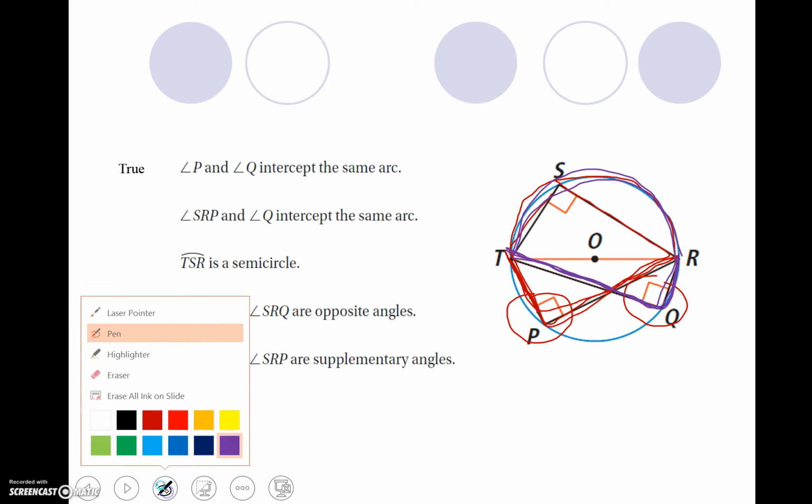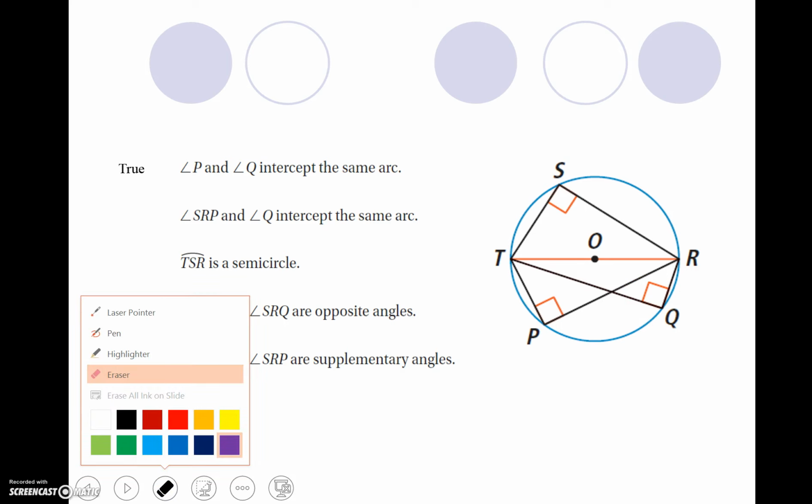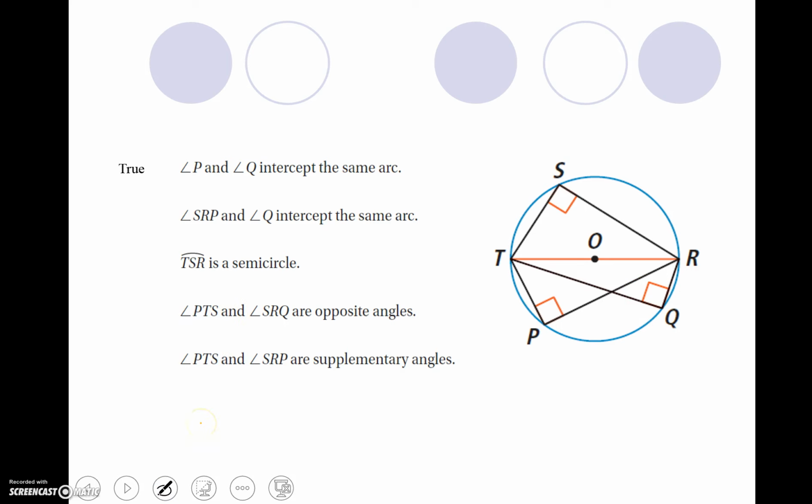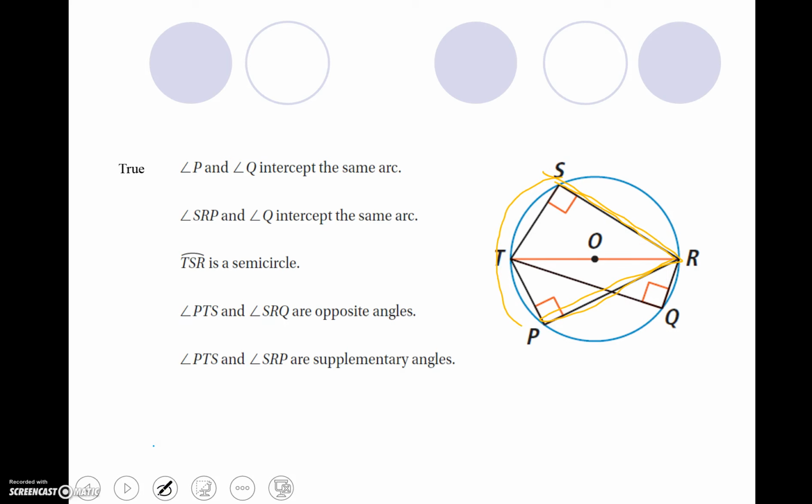My next piece is whether angle SRP and angle Q intercept the same arc. I'm going to do that same exact process. I have SRP, which is this angle down here, and it's intercepting this arc PTS. Now I'm going to repeat that same process with angle Q, but once again, we saw that angle Q is intercepting this piece here. So the correct answer to that is false.